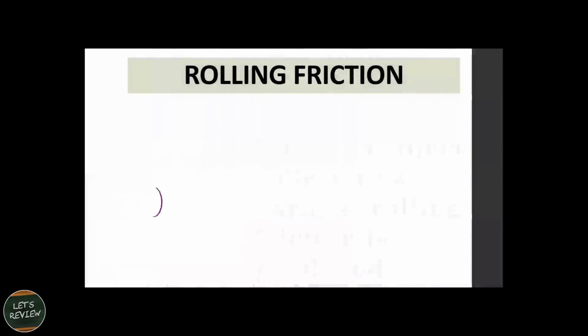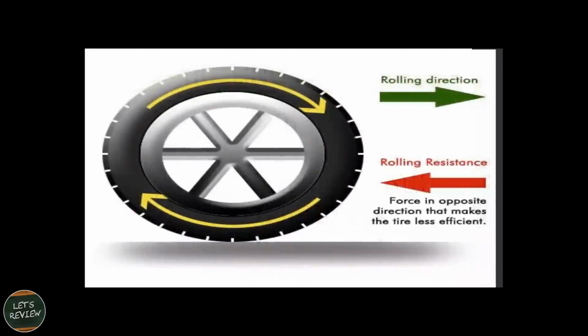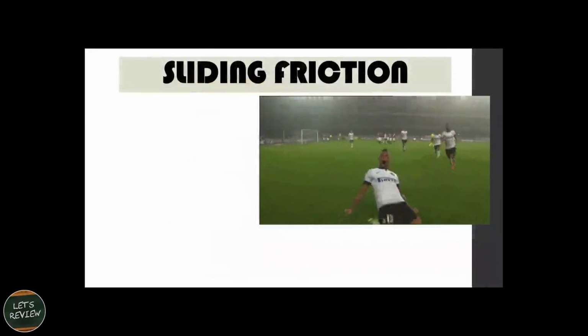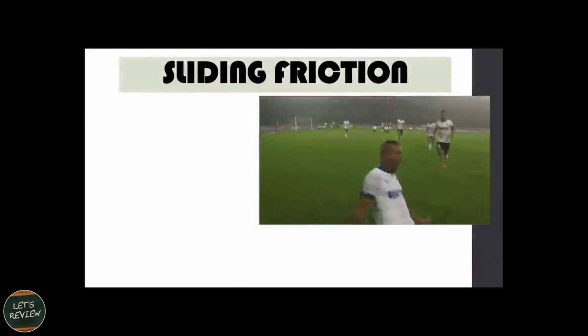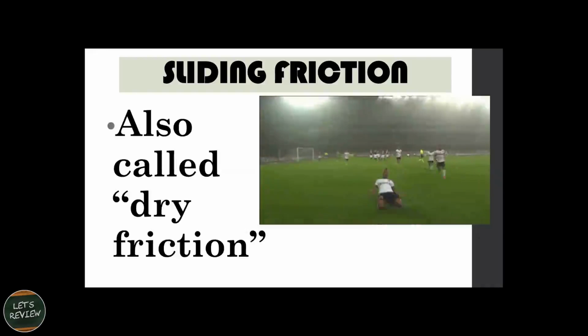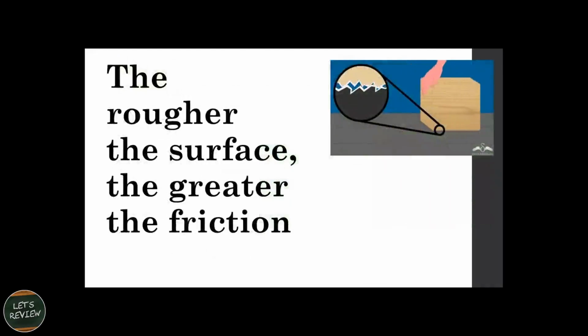One is called the rolling friction, when an object rolls over a surface. Rolling friction is produced, and it happens in any round object that moves on the surface. Another is called the sliding friction. It is also called dry friction. It says that the rougher the surface, the greater the friction.